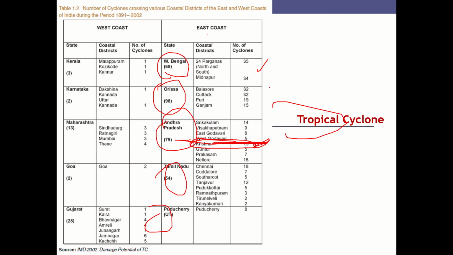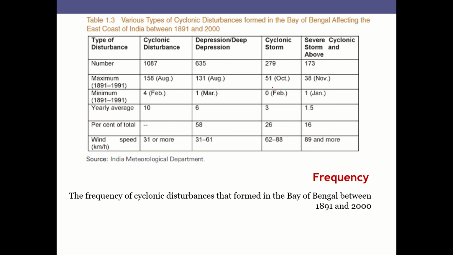Similarly, in other places we can see the number of major events that have occurred over a period of time, and this also indicates the sensitivity of this area with regard to cyclones. Also, if you see the frequency, this is again taken from the same National Disaster Management 2019 manual.